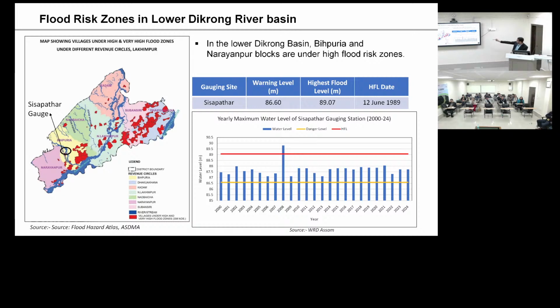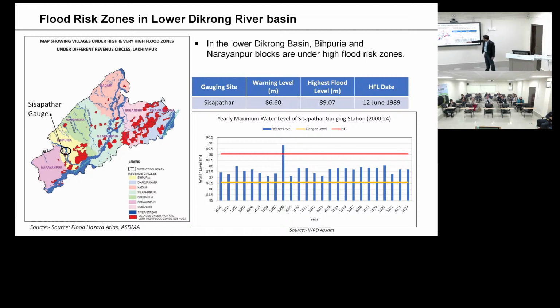So you can see a gauge station is there, Sisapattar, which I have encircled in black. The data they have shared was shared by the state WRD. You can see almost every year it has crossed the danger level, which they have mentioned. This data was on the WRD Assam website.